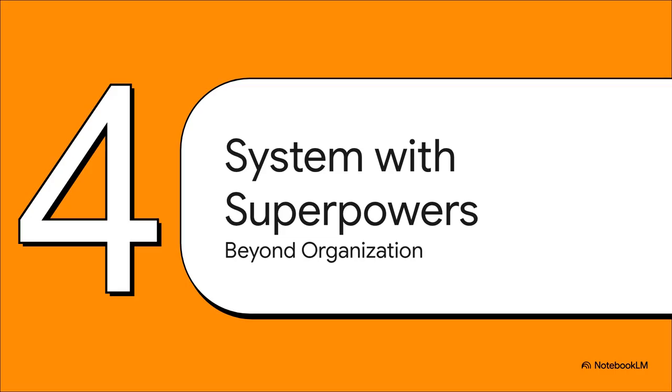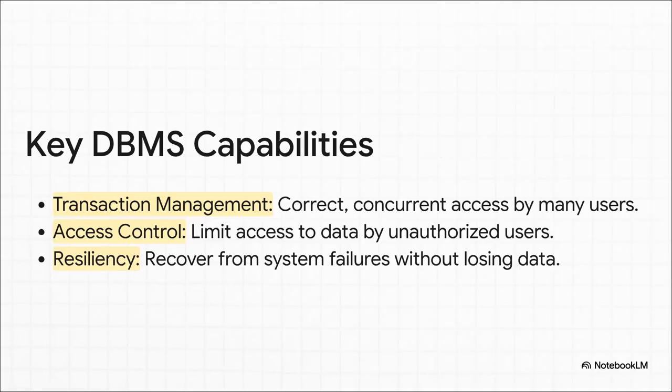But a modern DBMS does way more than just that basic organization. It has some pretty incredible capabilities that, honestly, make our complex digital world even possible. I like to think of these as its superpowers. Take transaction management. That's the magic that lets 1,000 people buy concert tickets at the exact same millisecond without the system accidentally selling the same seat twice. Then there's access control. That's the digital security guard making sure you can see your bank account, but nobody else can. And resiliency? That's what ensures that if the system crashes, your data, your game save, your photos, your shopping cart isn't lost forever. It's a huge deal.